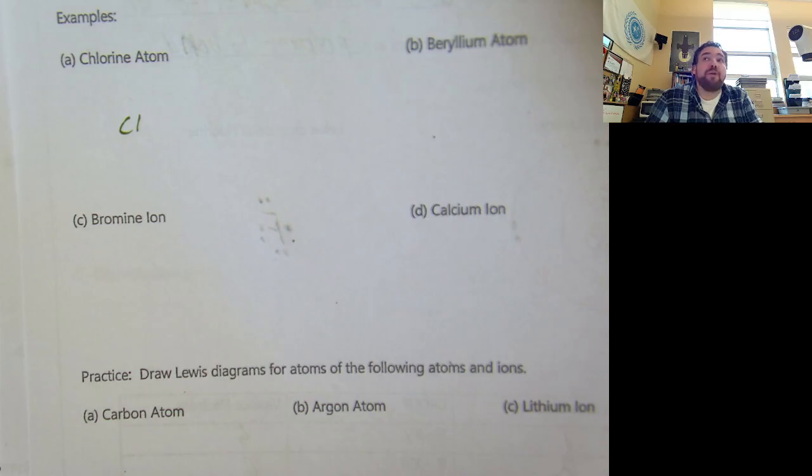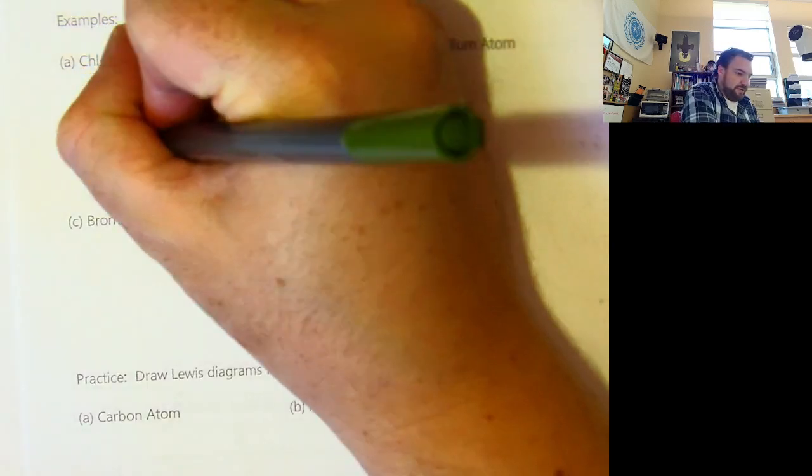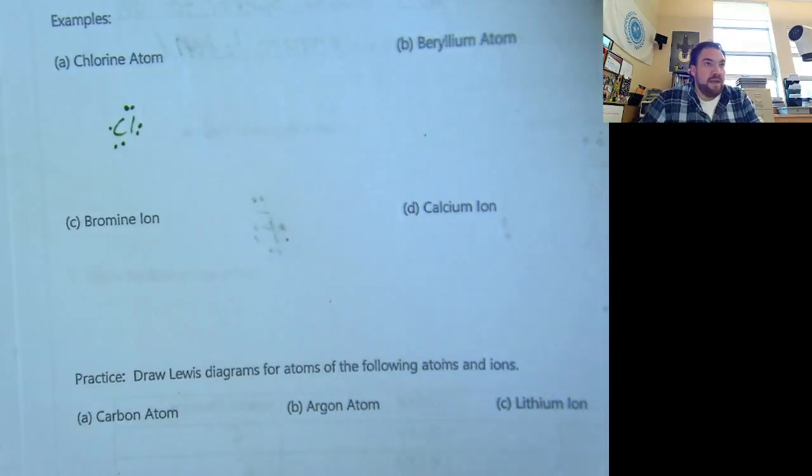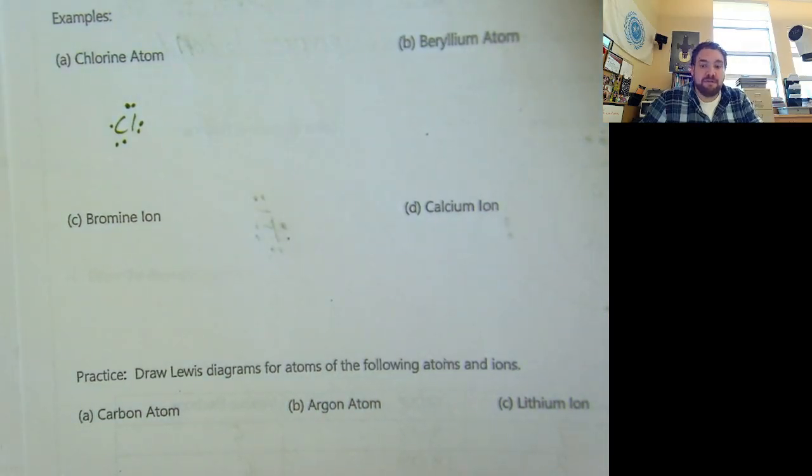Chlorine is in what group? 17. So anything in group 17 is going to have 7 valence electrons. 1, 2, 3, 4, 5, 6, 7, and you're done. Nothing fancy to do there.